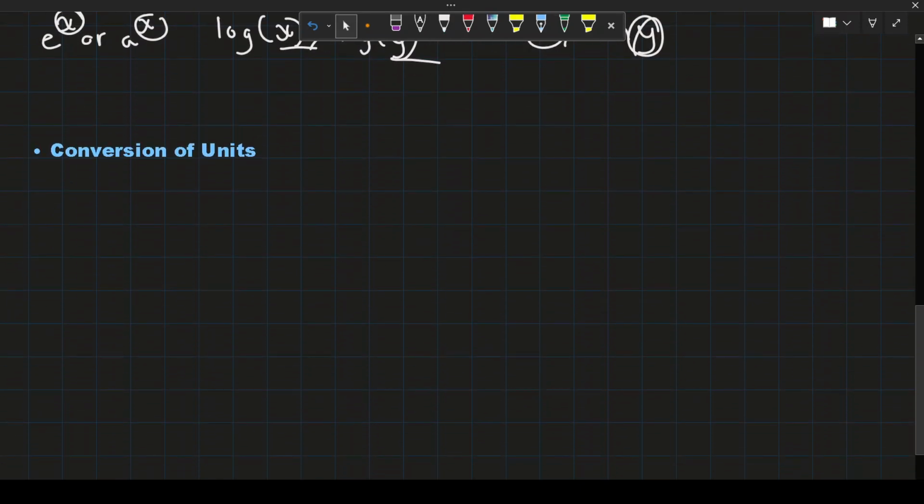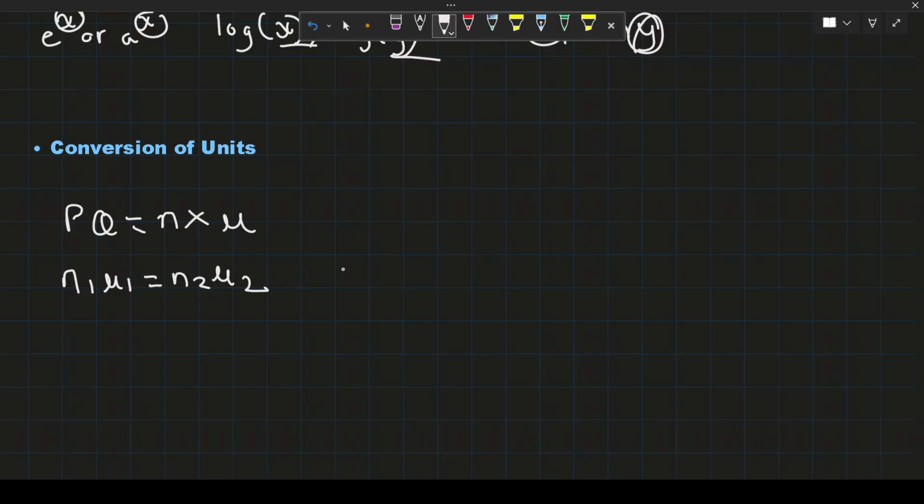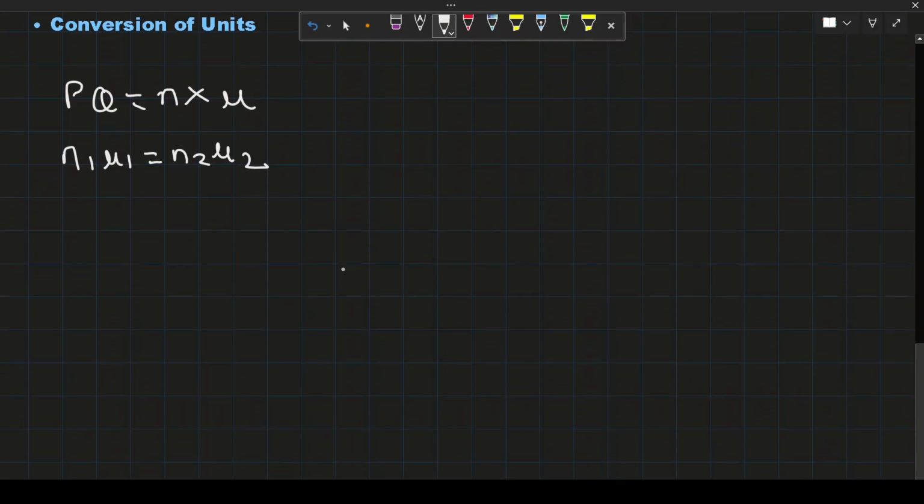Moving on to conversion of units. So we all know that a physical quantity, which I told you earlier, is represented as numerical value into its unit. So here what will be used is n1 u1 is equals to n2 u2. You'll understand this shortly. Let's say we need to convert 1 Newton into dyne.